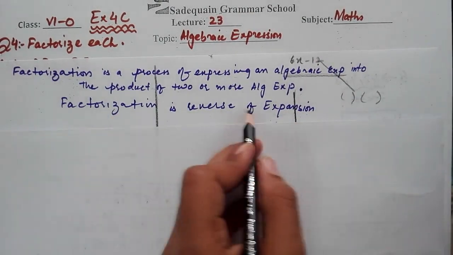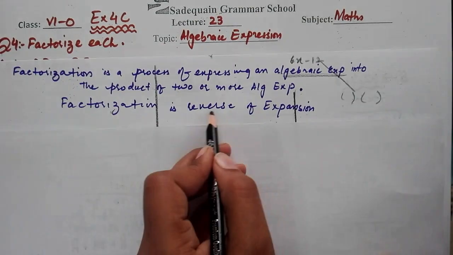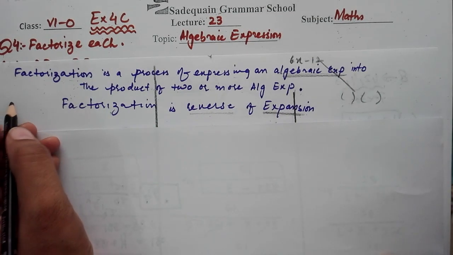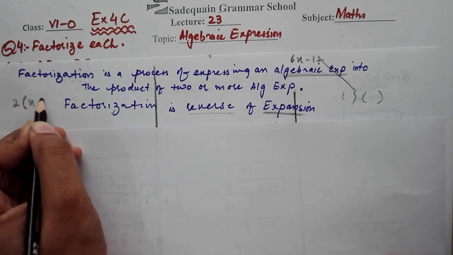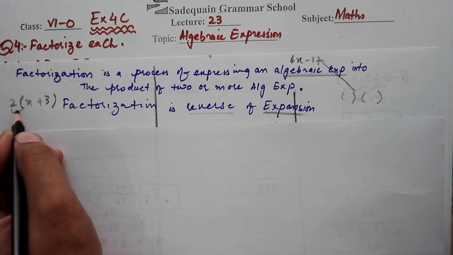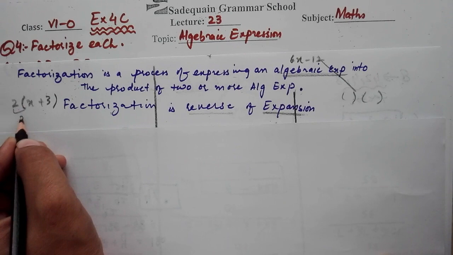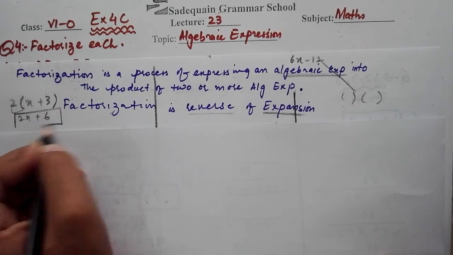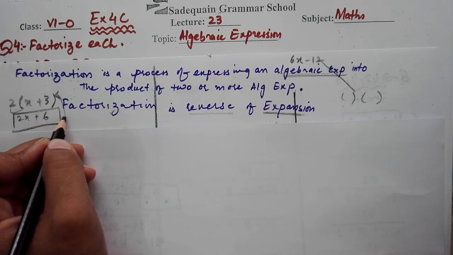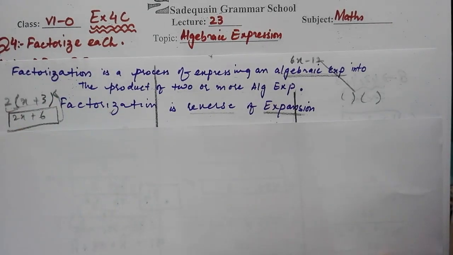Okay? You can say that factorization is the reverse of expansion. Expansion is what? Like if you get the question 2 multiplied by x plus 3, when you expand it, you multiply it, so it becomes 2x plus 6. Now when you factorize it, you can say that it is the reverse of that one. Okay? There are so many methods of factorization. So which method will we learn first?